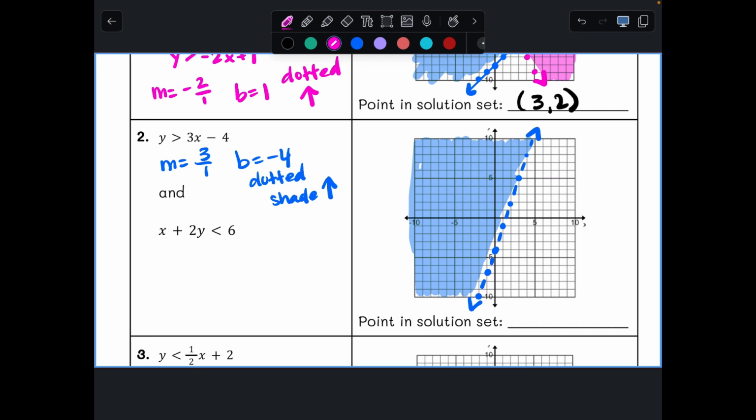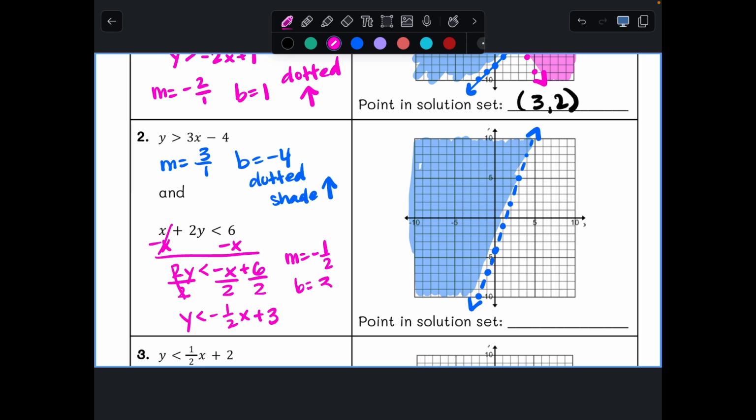The second inequality is x plus 2y is less than 6. This one's in standard form, so we need to convert it. Subtract x. 2y is less than negative x plus 6. Divide by 2. y is less than negative 1/2 x plus 3. So m is negative 1 over 2, and b is 3.